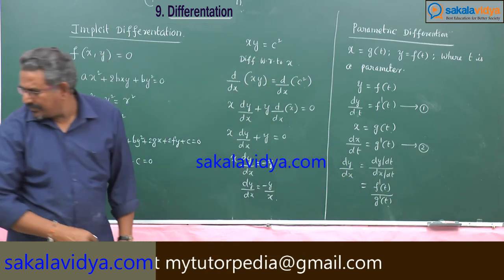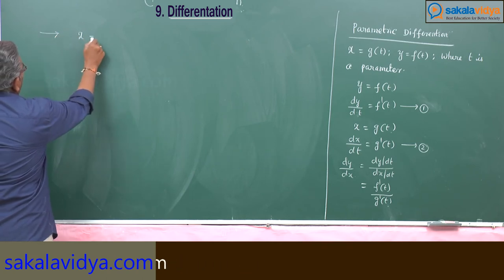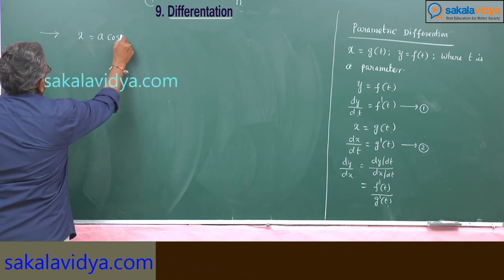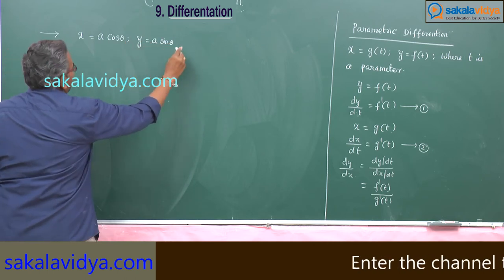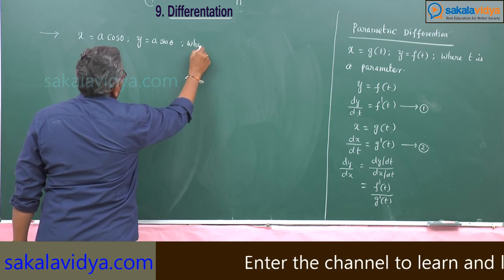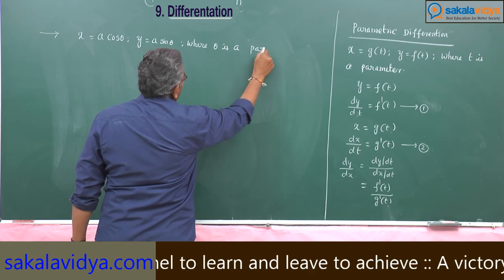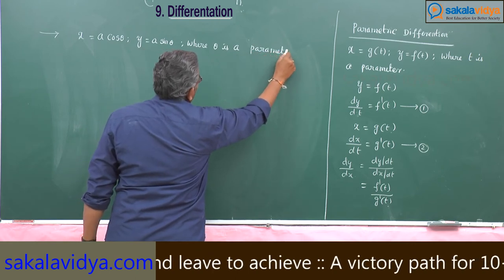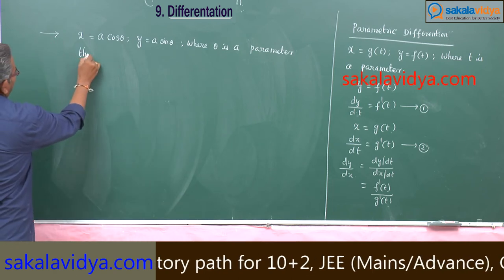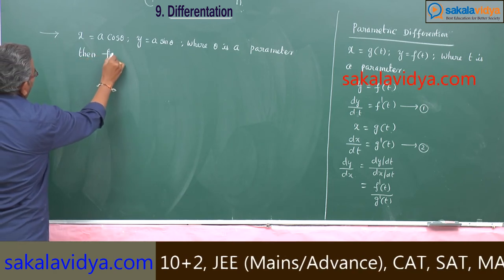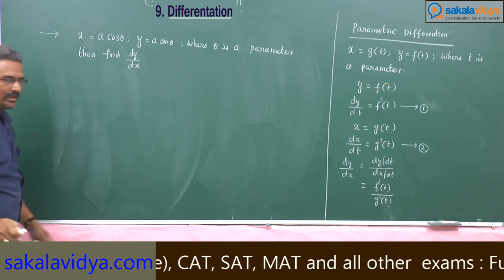So let us discuss one problem. x is equal to a cos theta, y is equal to a sin theta, where theta is a parameter. Then find dy by dx. Okay, let us find out.